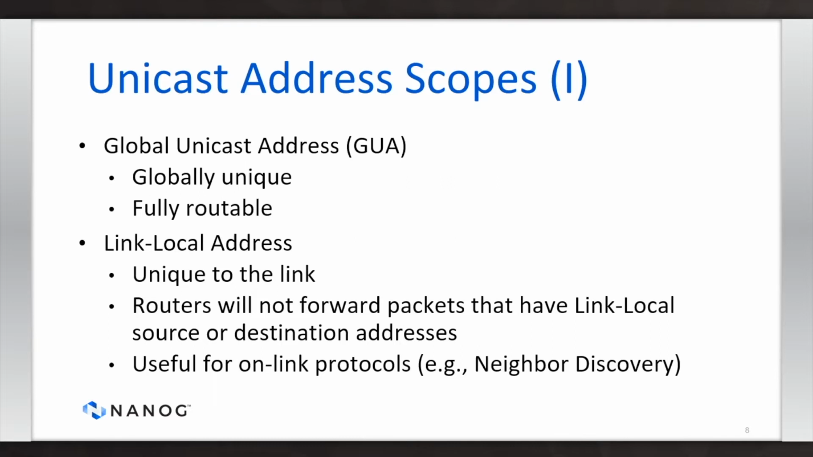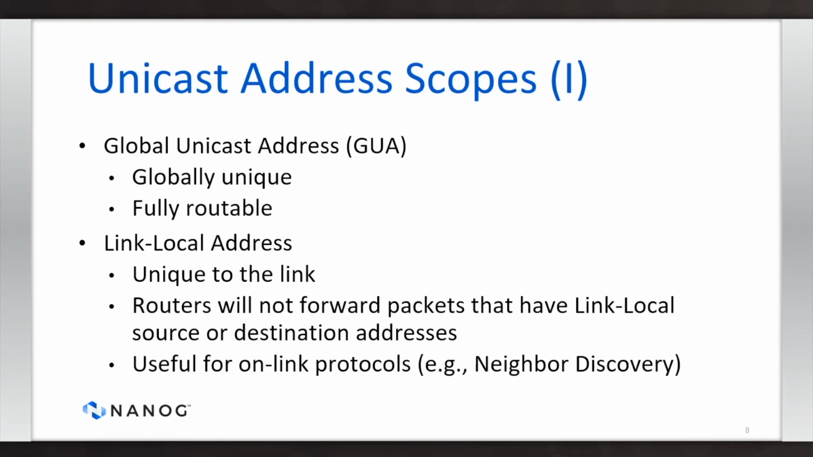Now, does that mean they're all the same interface? Does it mean they're multicast, anycast? No, it doesn't. What it means is the scope of that address is limited to the interface. When you see a link local address, you know that it is unique only to the link.